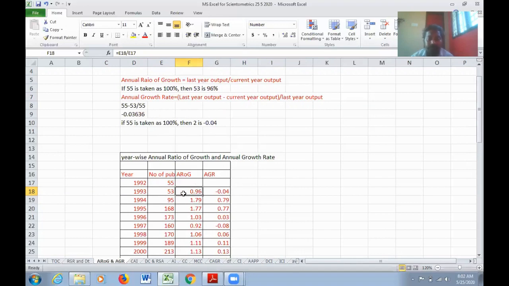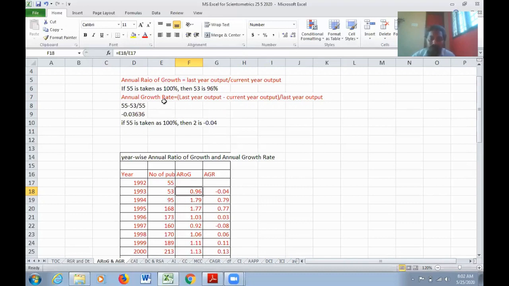Okay, it says that the annual ratio of growth is 0.96. It means that if you are taking this 55 as 100, what about 53? It's only 96%. So last year you had 55 articles, that was equal to 100%. This year you are able to get only 53 articles, so the annual ratio of growth is only 0.96. That is 1:0.96. That is the annual ratio of growth between last year and the current year. Fine, good.